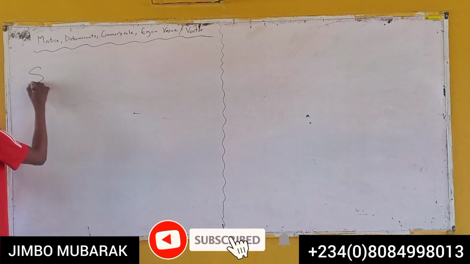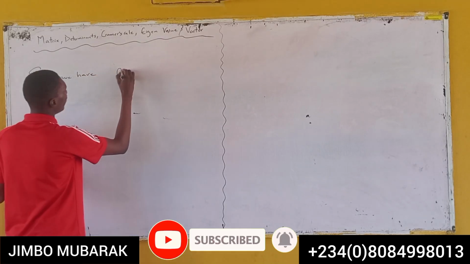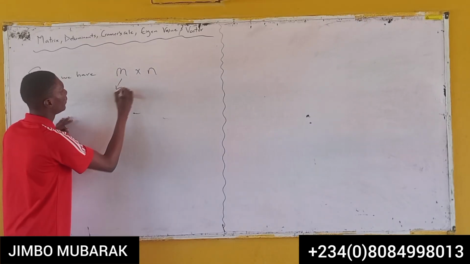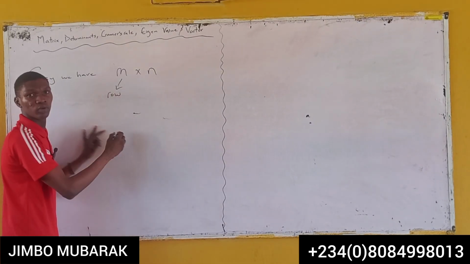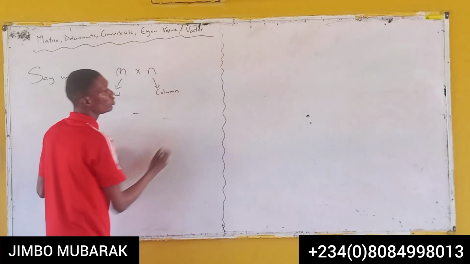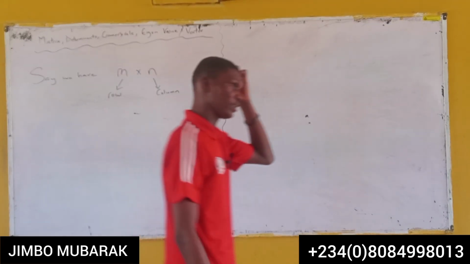So we have a matrix M by N, alright? So this M will be the what? The row. And N will be the what? The column. Alright? The column. So when we talk about matrix, we talk about different things about matrix.